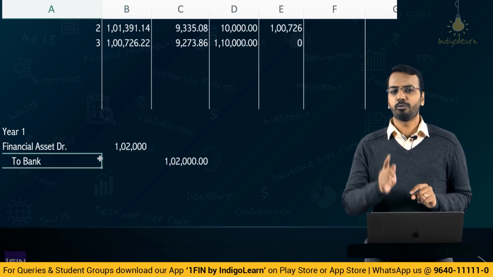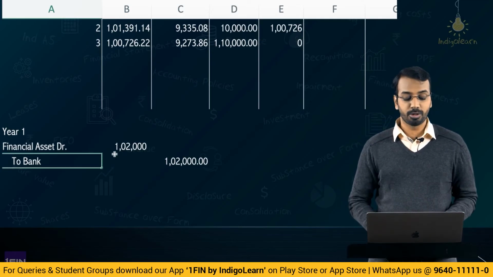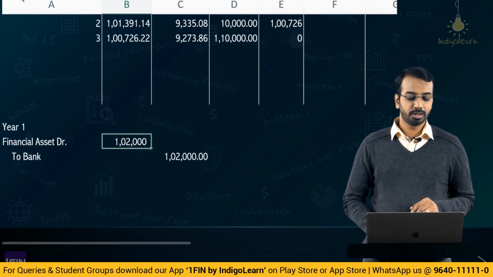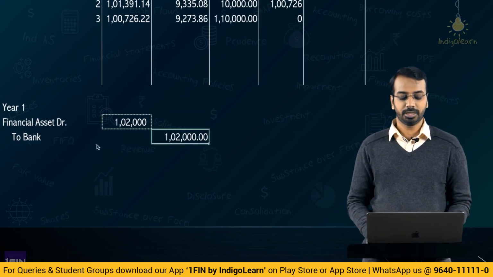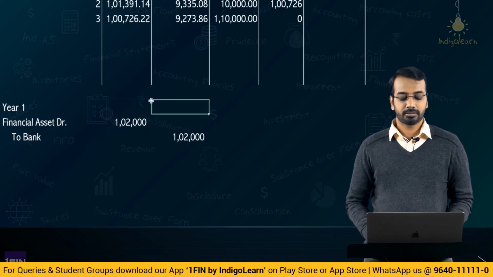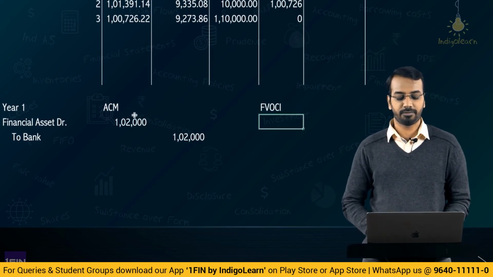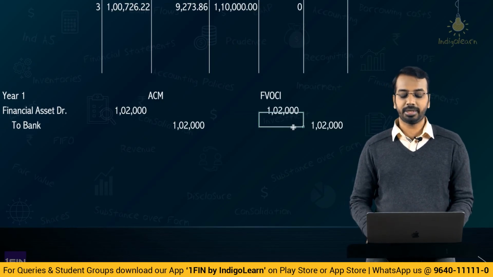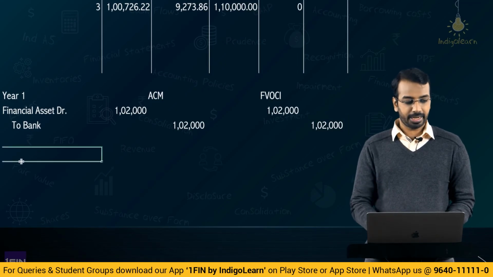Now, think of it and tell me what will be the initial recognition value if this is fair value through P&L. In that case, you will only measure it at 1 lakh. The 2,000 of transaction cost will be ignored, right. So, here the initial recognition entry is financial asset debit to bank 1,02,000, and it will be same in both the cases whether you are following amortized cost method or whether you are following FVOCI method. So, on this part you will see FVOCI, here you would see amortized cost method. So, under FVOCI also you will have 1,02,000 of debit and 1,02,000 of credit, financial asset and bank, right, there is no change.